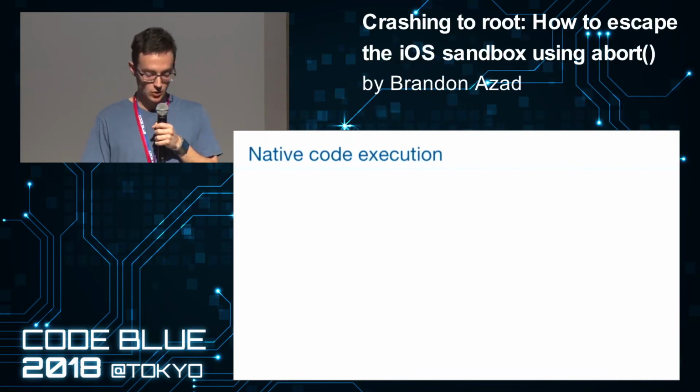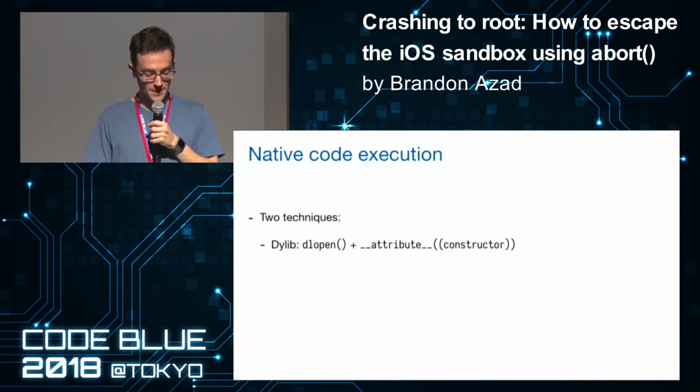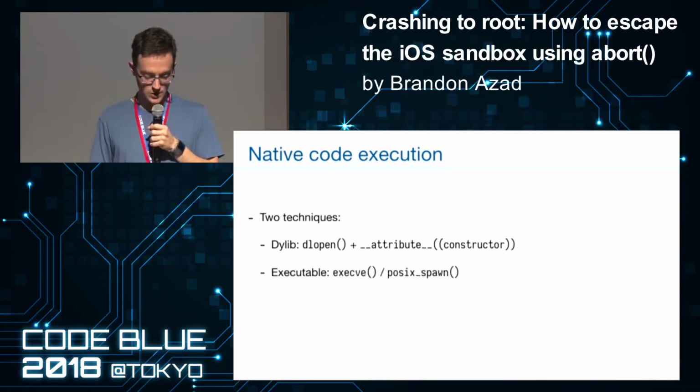So broadly speaking, there are two techniques for getting native code execution. The first is to compile your code into a dynamic library, or dylib, and then call dlopen to load the library in the target process. The second native code execution technique is to compile your code into a Mach-O executable and then call execve, or posix_spawn, to run it as its own process.